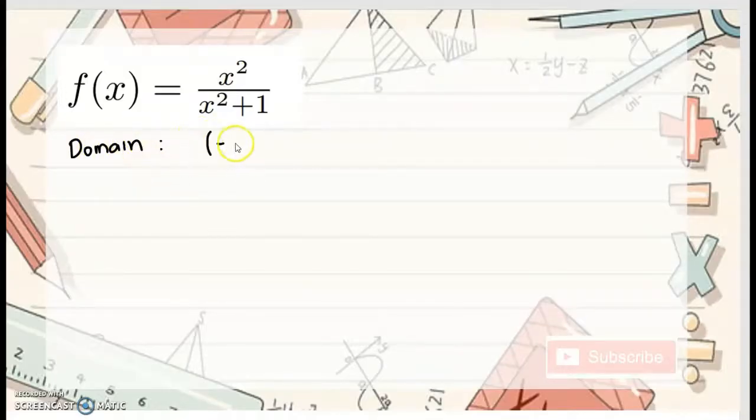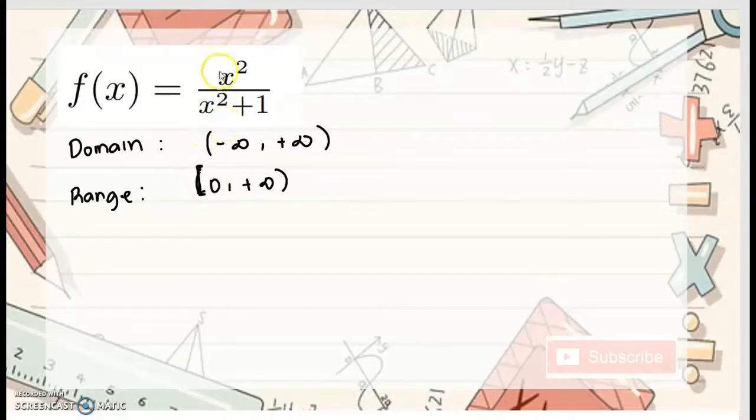So domain here would be negative infinity to positive infinity. And your range would be from 0 to positive infinity, including 0. Why 0? Because if you plug in 0 here, you will have 0 over 1, and that is equal to 0. If you plug in positive 1, your answer is positive. If you plug in any negative number, your answer would always be positive since we square it. Any number that we square, even if it's negative, becomes positive also. So for this example, your domain is negative infinity to positive infinity, and your range is from 0, including 0, to positive infinity.